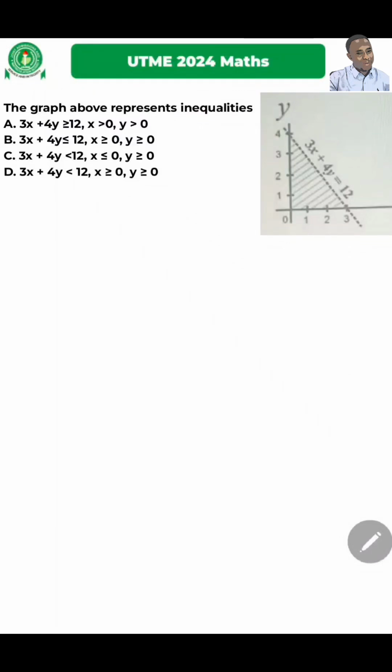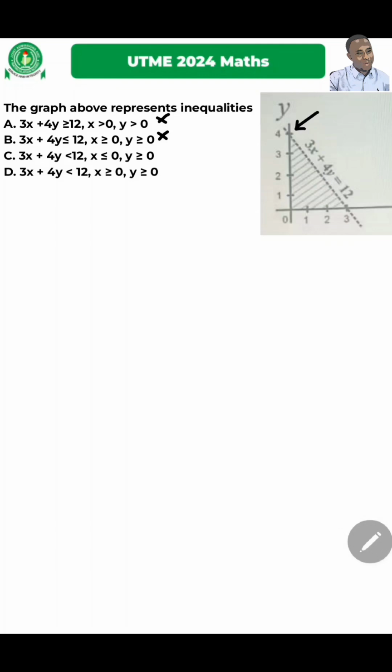12. The graph above represents inequalities what? So the first thing you want to look at is the line in question. This line is a broken or a dotted line, which means that it has no equal sign. So option A is out and option B is out. So it's either option C or option D. All right. So the next thing is the equation of the broken line is 3x plus 4y equals to 12.